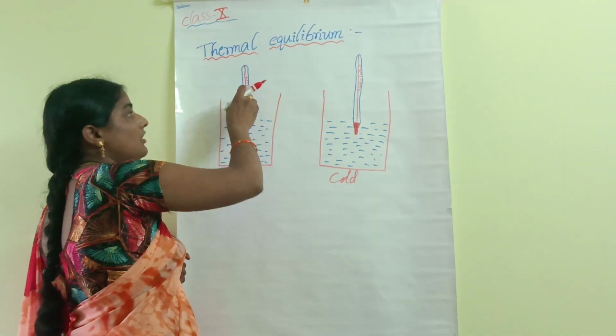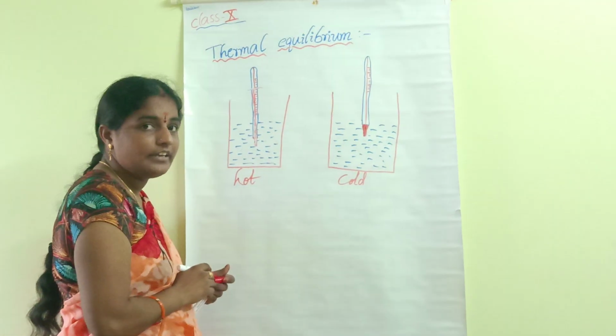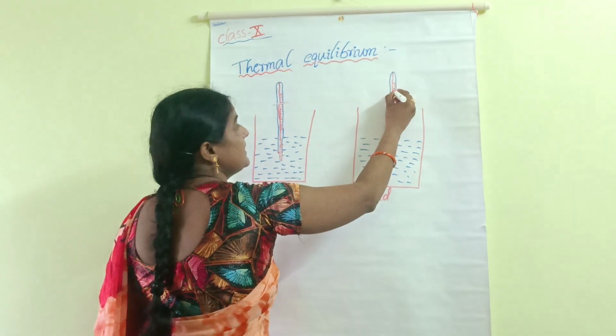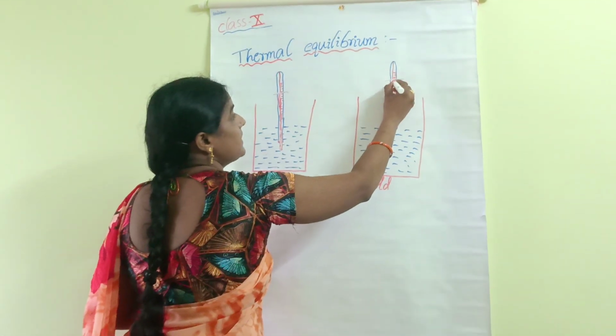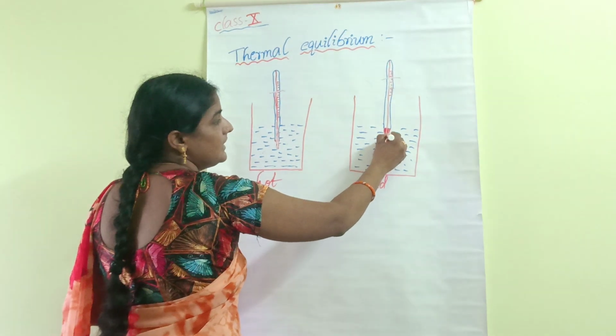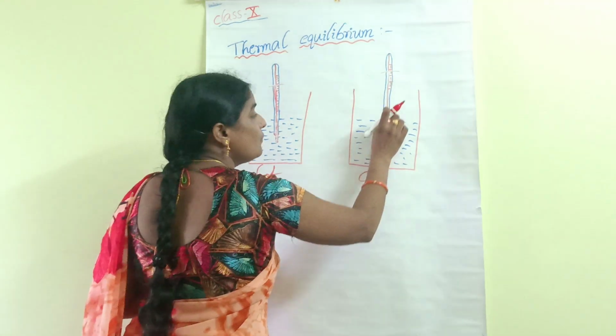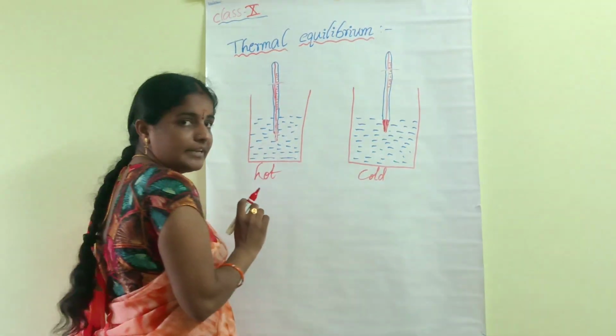Now take out the thermometer and put it in cold water. Automatically, what will happen? The mercury level which is present here starts to fall down. Till what temperature will it fall? Till both of them attain the same temperature.